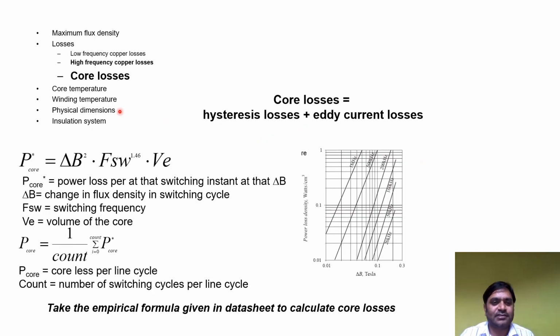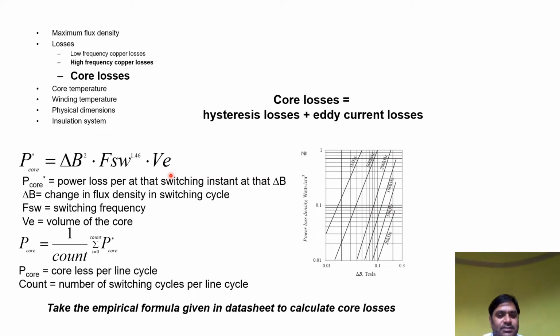Next, we are going to discuss the core losses. So how do we calculate core losses? Core losses are basically of two types: first is the hysteresis loss, another is the eddy current losses. So we will go one by one. The hysteresis loss we calculate as P core equal to delta B to the power 2.5 into switching frequency to the power 1.46 into the volume of the core.